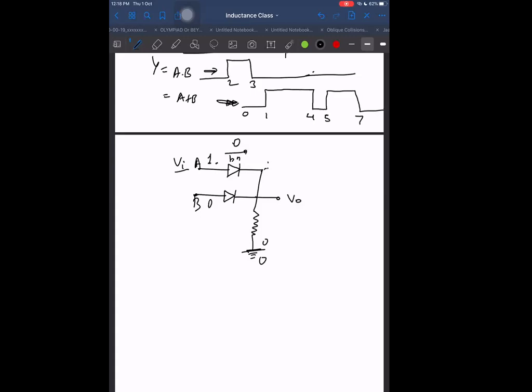Do we obtain the same output or not? So by giving 1 as high, we are obtaining output as high. OR gate. So therefore, this has to be an OR gate. Exactly right.